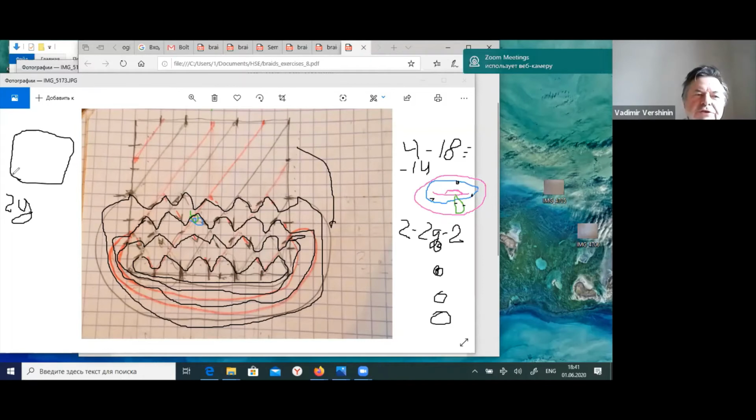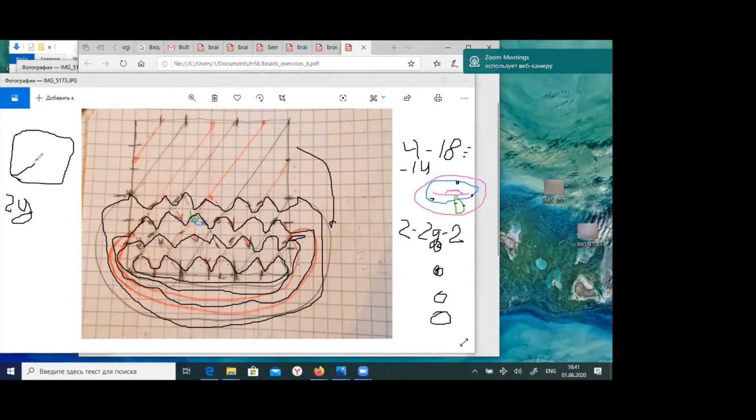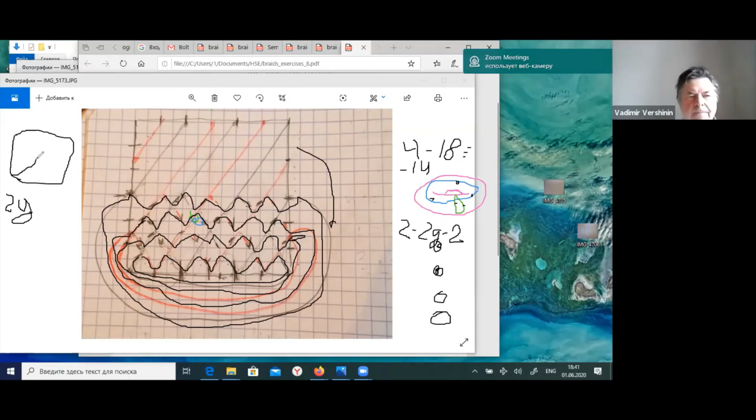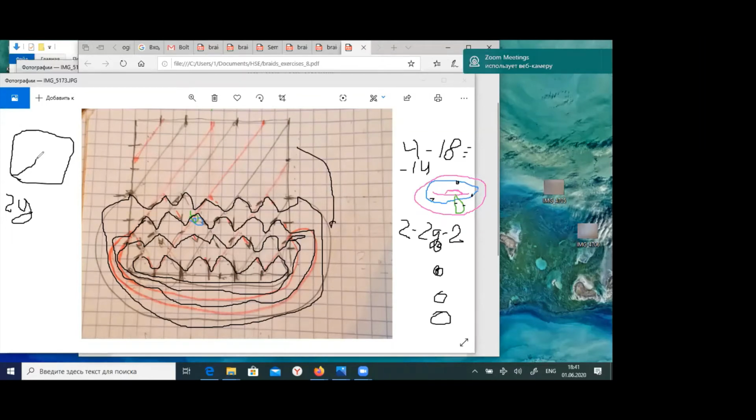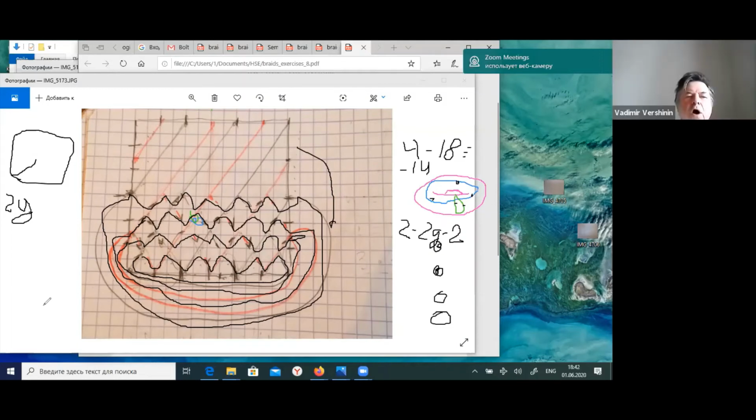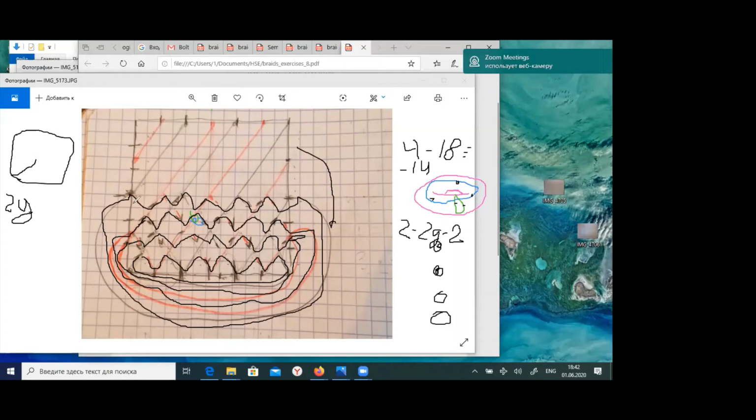You have 2g edges, and you have... sorry, 2g. If we have our surface construction, we have one face, 4 vertices, 18 edges. No, Natalia, we have 4 faces. No, for the surface, we have only one face.